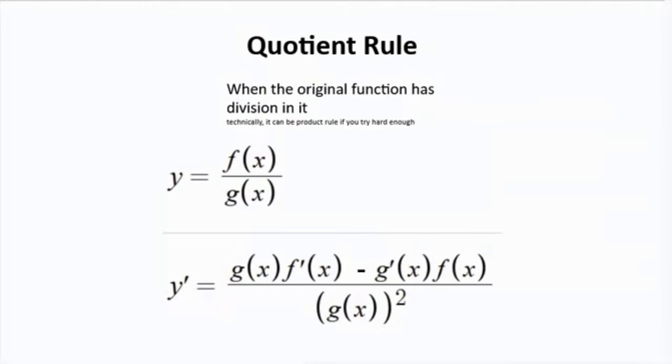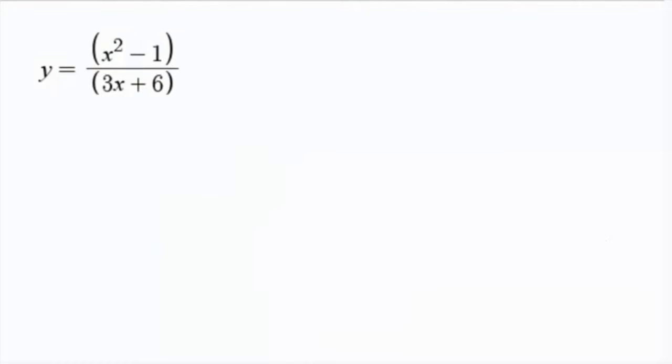Quotient rule. When the original function has division in it, to find the derivative of a function divided by another function, you would first square the denominator before taking the denominator and multiplying by the derivative of the numerator. Afterwards, you would subtract the derivative of the denominator multiplied by the numerator as is. Here's an example with x to the second minus 1 divided by 3x plus 6.